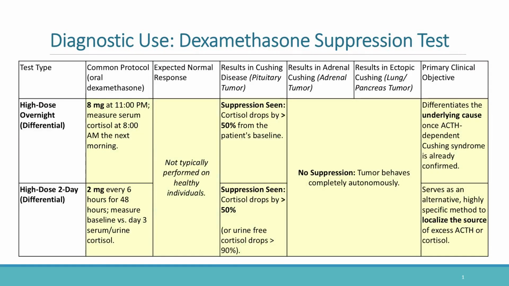On the other hand, high-dose dexamethasone testing helps localize the source of hypercortisolism. Pituitary tumors usually show partial suppression because some feedback responsiveness remains. Adrenal tumors and ectopic ACTH-producing tumors generally do not suppress because they function autonomously.